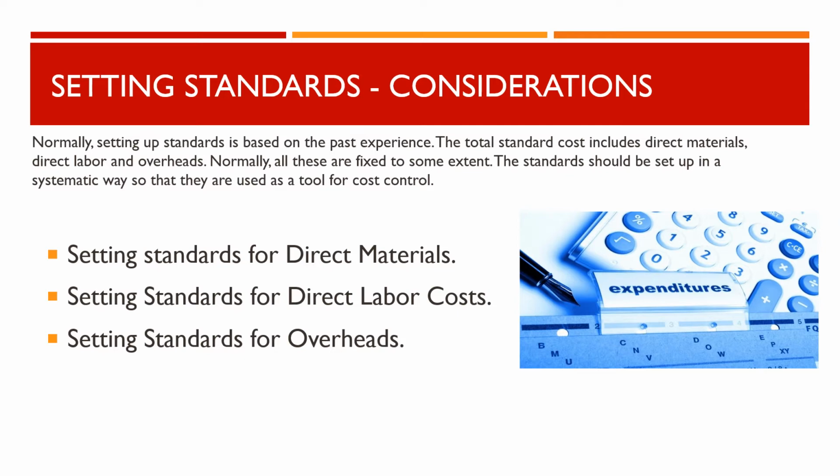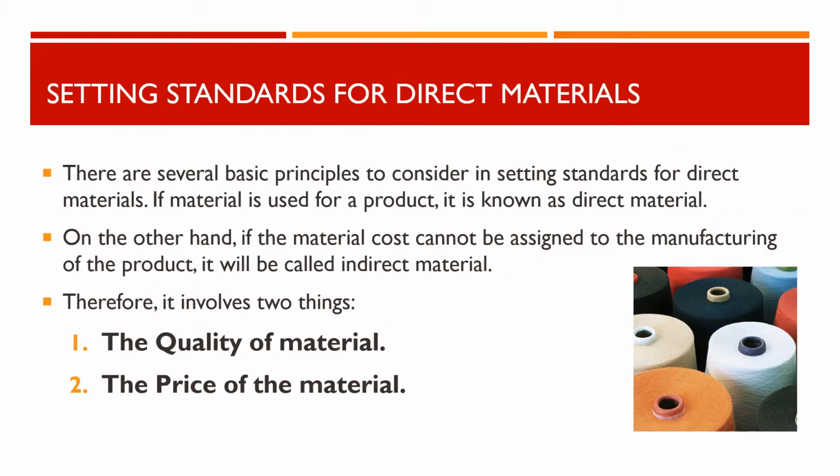We will look at these in terms of setting standards for direct materials, setting standards for direct labor costs, and setting standards for overheads. There are several basic principles to consider in setting standards for direct materials. If material is used for a product, it is known as direct material. On the other hand, if the material cost cannot be assigned to the manufacturing of the product, it will be called indirect material. Therefore, it involves two things: the quality of material and the price of the material.